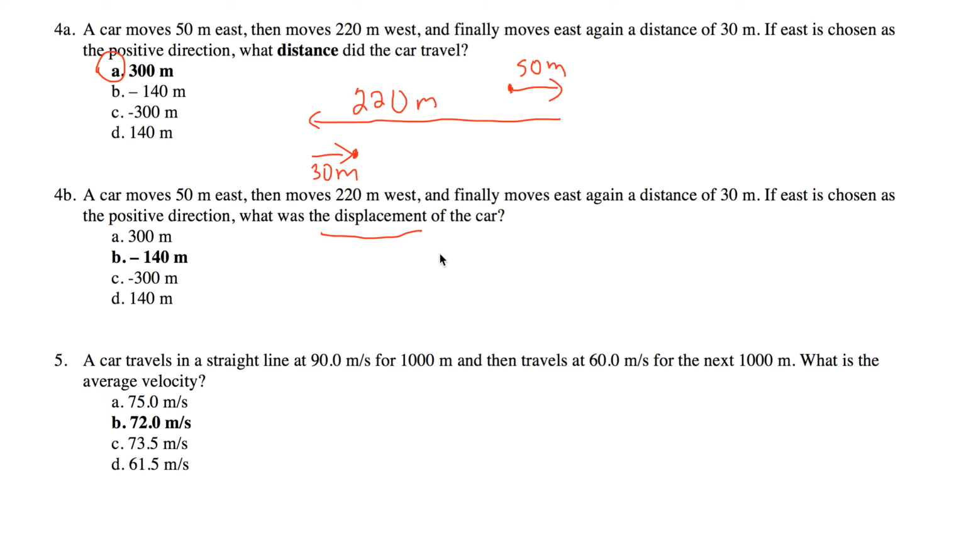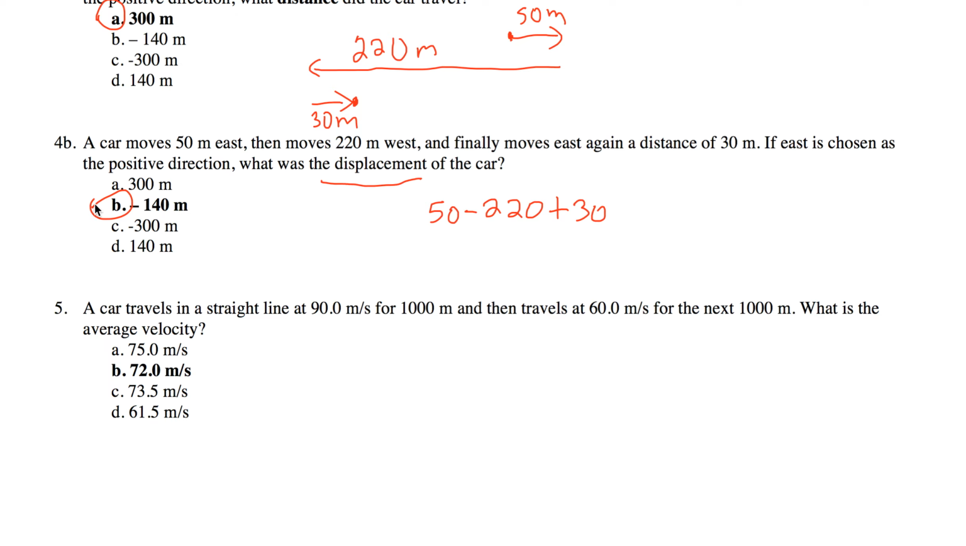The easiest way to do that is to do 50 minus 220 and then add 30. And we'll get negative 140. So we ended to the left of the starting point. So that's why our displacement was negative. Let's do number 5.